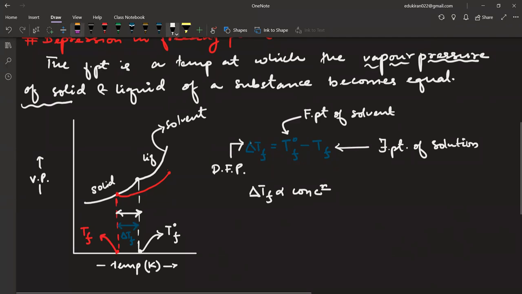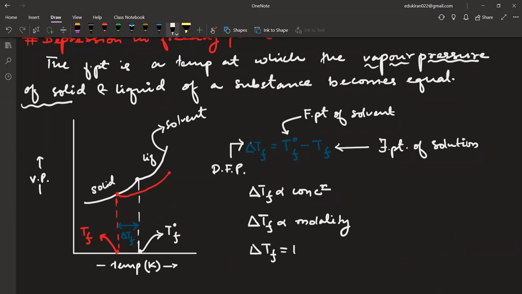And that is why delta TF, the depression in freezing point, is directly proportional to the concentration. And the concentration term, which is directly proportional to delta TF, is found out to be molality. Similar to elevation in boiling point, we can also write delta TF is equal to KF into molality. Is this clear? Yes or no? Yes, sir.